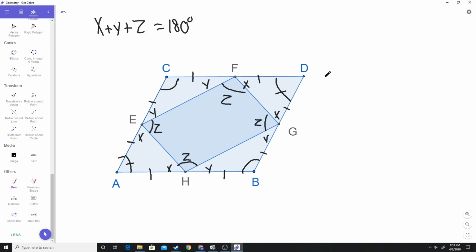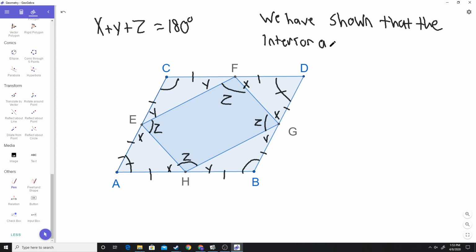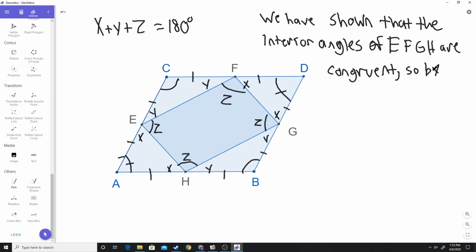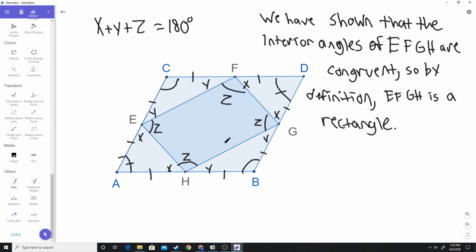So since we have shown that the interior angles of EFGH are congruent, by definition, EFGH is a rectangle. So that completes our proof.